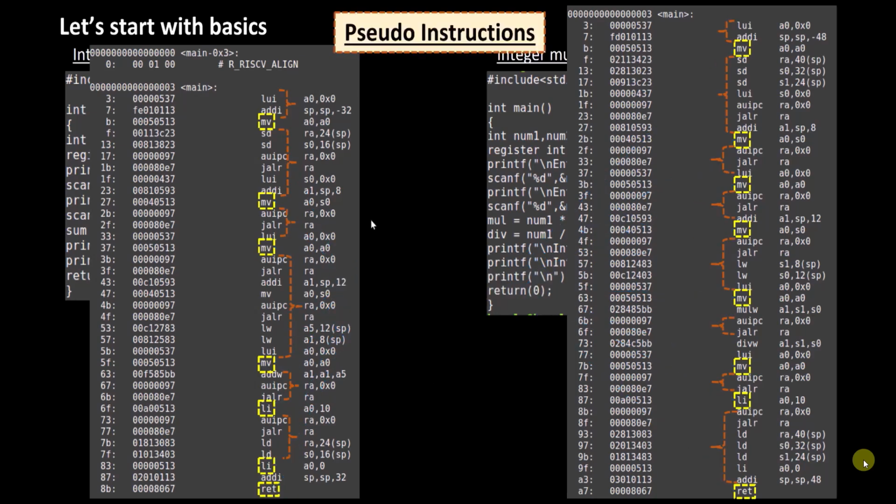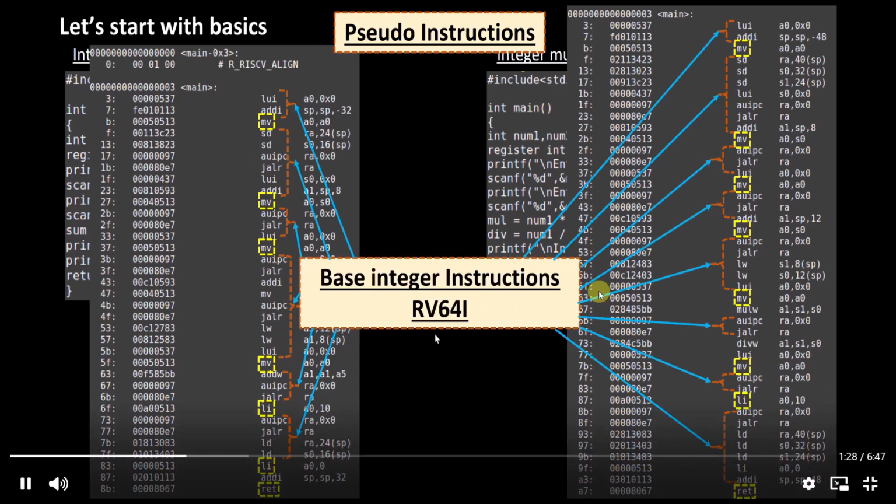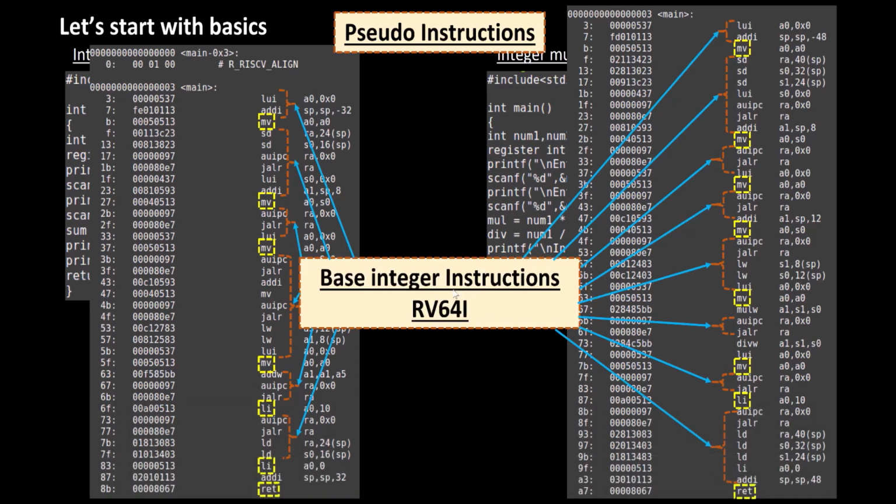Next, if you look at the other instructions highlighted by the red braces, they are the instructions that operate exclusively on integer numbers, and as a result these instructions are categorized as base integer instructions. The nomenclature to represent the base integer instructions is RV64I, where RV stands for RISC-V and 64 is the 64-bit integer. Depending on whether it is operating on 64-bit or 32-bit, it is called RV32 or RV64.